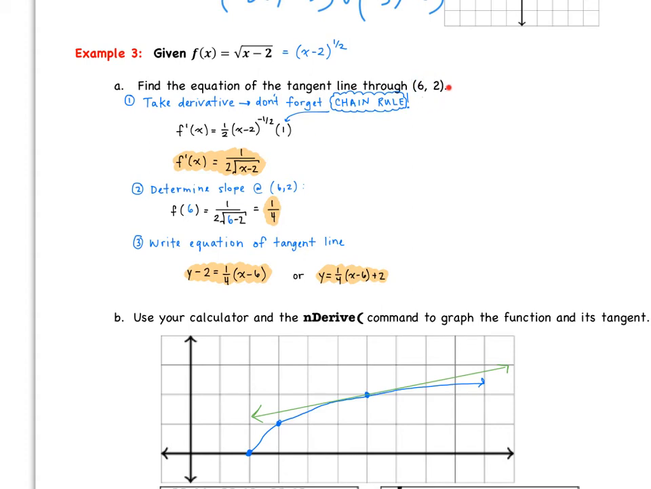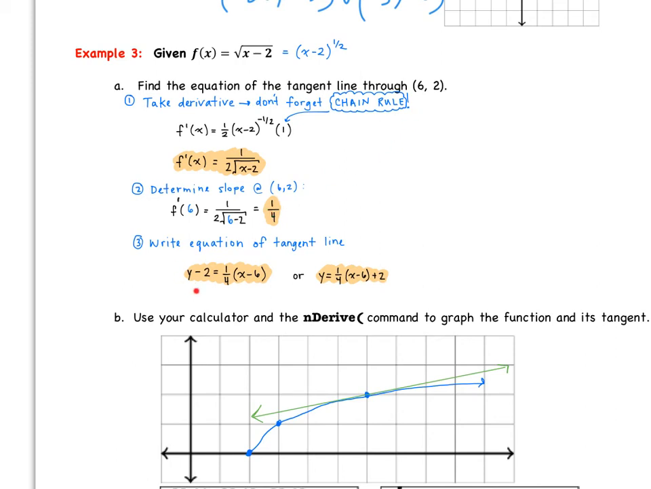Since we want it at this certain point, we now have to plug in our point. Now there's only an x value to plug into. So we want to find, that should say f prime of x, okay? F prime of 6. And when we evaluate f prime of 6, we get 1/4, all right? So then finally, the last step, so this represents our slope at that point, okay?